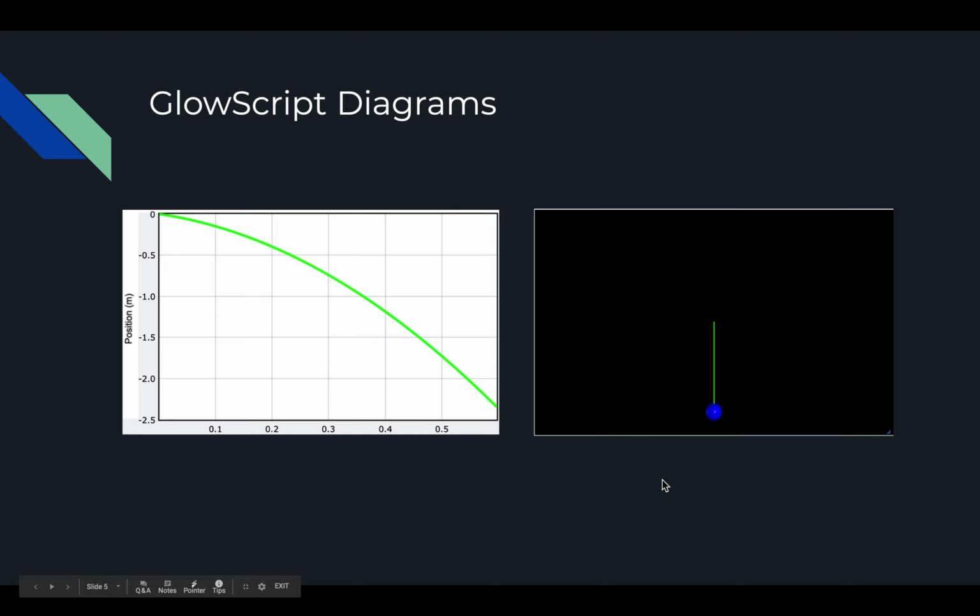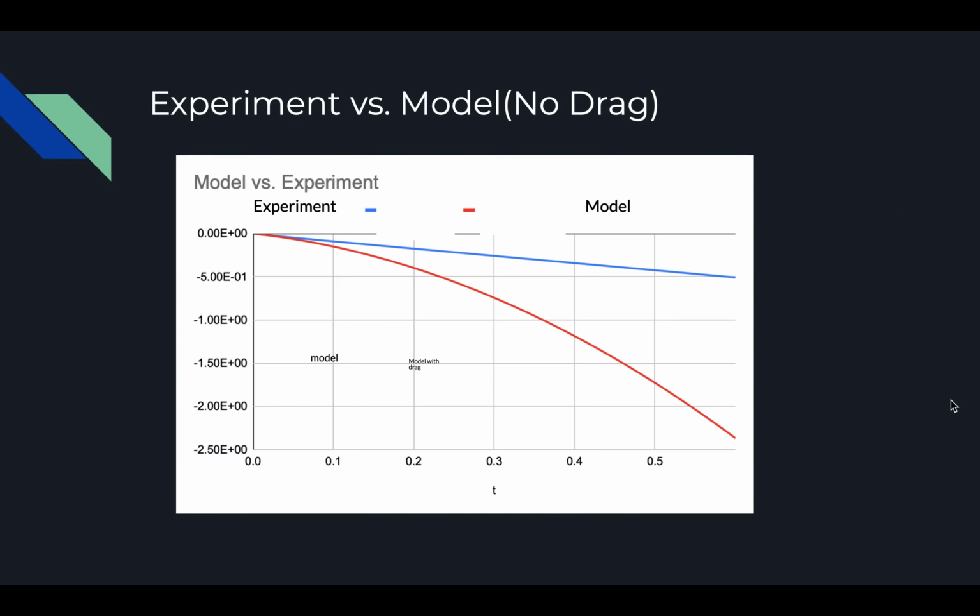So here we have the GlowScript diagrams, which we're going to get from the GlowScript code, and I'll show you that code shortly. But you're going to get this quadratic graph right here, and here's an actual visual diagram to further understand. Now, the experiment versus model with no drag, and that's important here, no drag. So this model had very different results from my experiment. The difference between the final position of the model and the experiment is significant. So we know the model is missing a crucial piece.